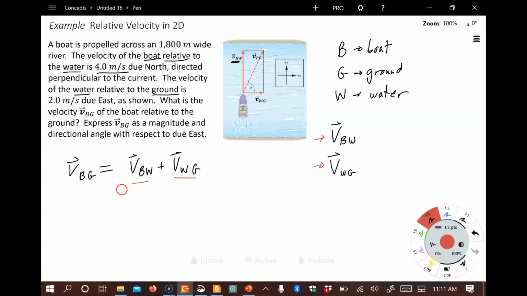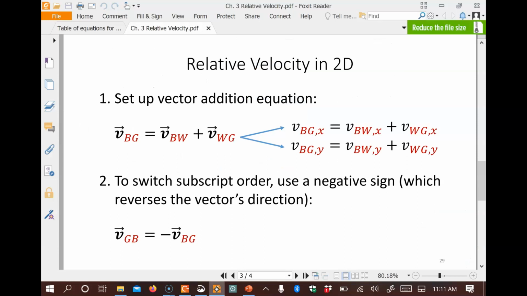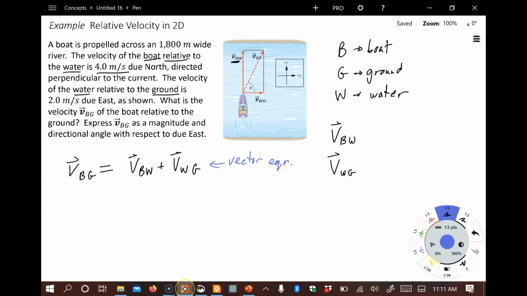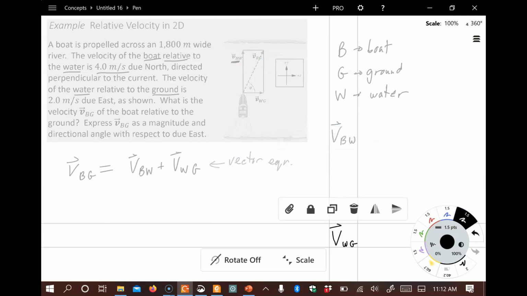All right, let me clean this up a little bit. The important thing here is that this is a vector equation, so we're going to have to use vector addition. Remember, a single vector equation is the same as two equations, one for the x direction and one for the y direction. So all we need to do is figure out the x and y components of our vectors and do vector addition, and we'll be able to solve this problem. To do that, we want to plot our vectors and figure those out.